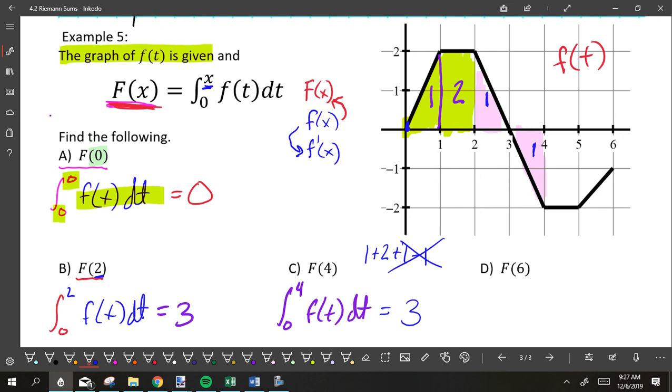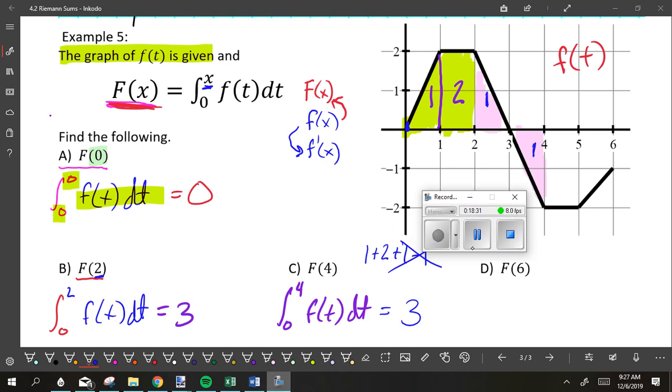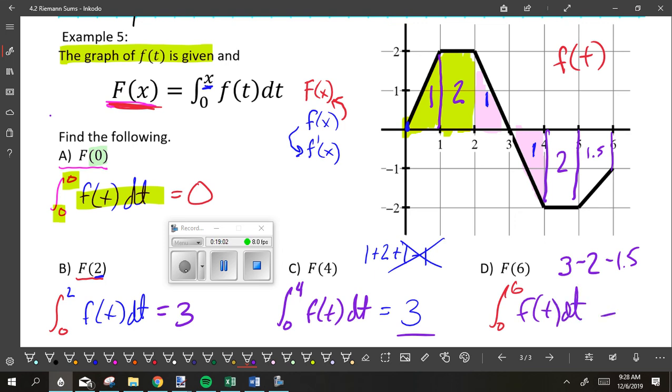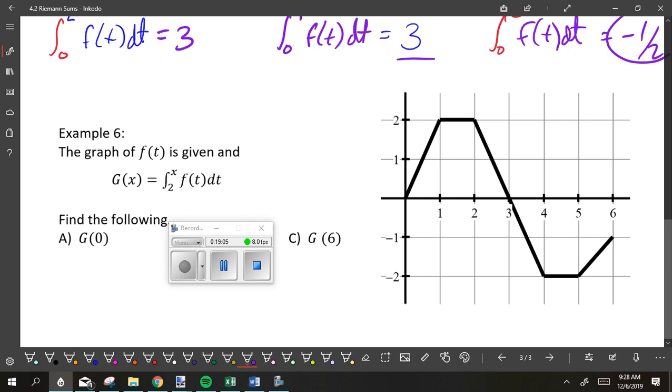Make sense on that one? Try F of 6, see what you get. We're integrating from 0 to 6, so we're finding this area right here. This guy right here is going to be 2. This guy right here is 1, and that guy right there is a half, or in other words, 1.5. So we're taking the area that we had from the last answer of 3. We're going to subtract 2 because it's below, and then subtract 1.5 as well. And so my answer here is -1/2. Kind of makes sense?